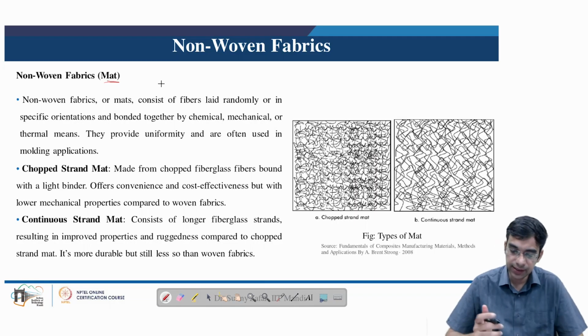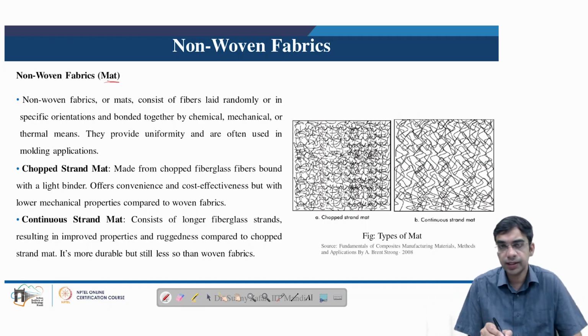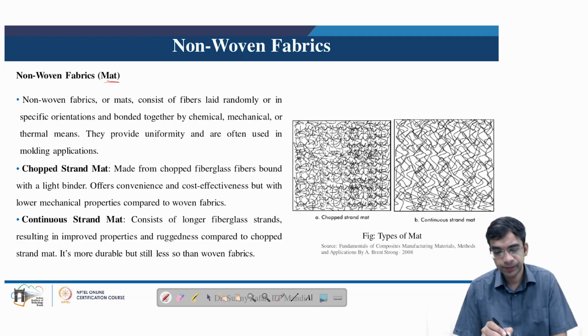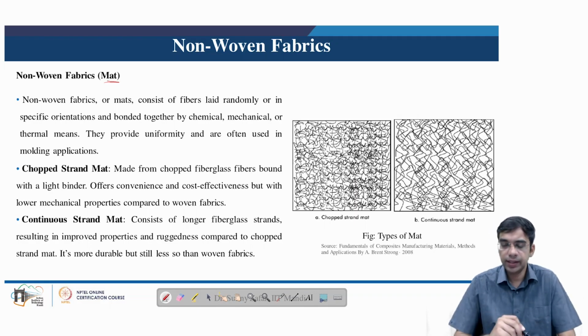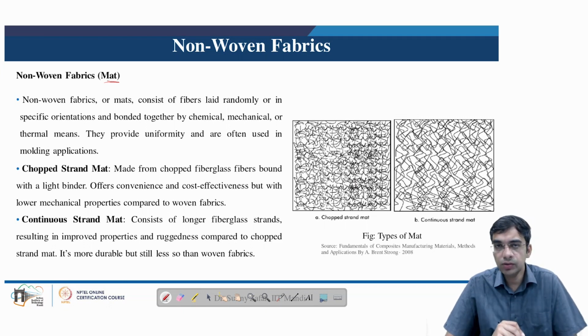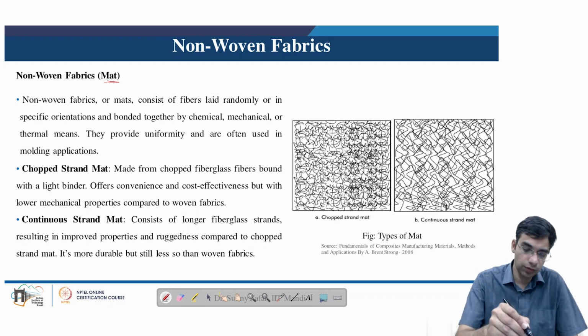So here we can see the schematic of the chopped strand mat. Here basically short fibers are being used. They are chopped and then used in the mat. And in case of continuous strand mat, a single strand is continuously laid in a random orientation. This may offer better properties than the chopped, but nevertheless the properties are still less than the woven fabric.